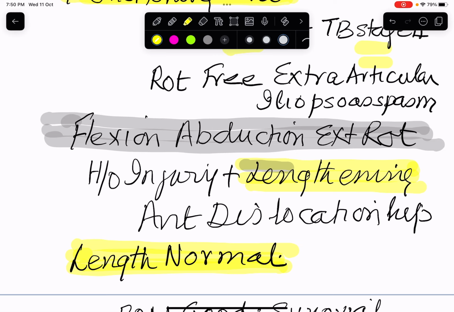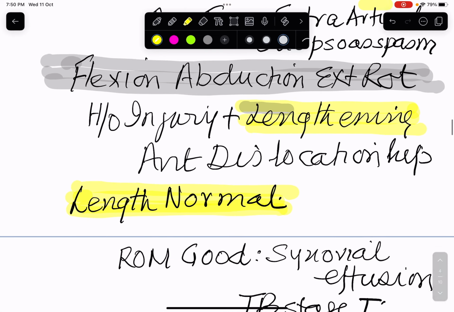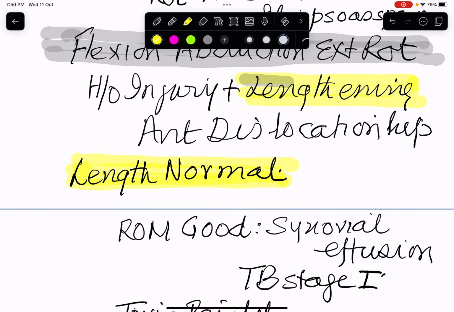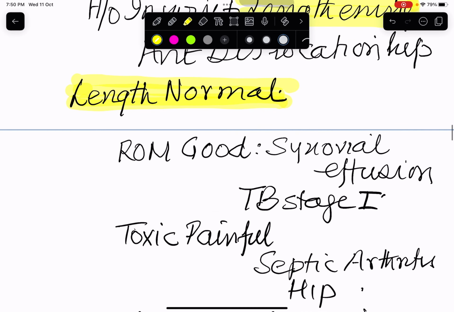Now we go on to flexion, abduction, external rotation deformity. Adduction is finished. If there is history of injury and there is lengthening, it is anterior dislocation of hip. If the length is normal, then if the range of movement is good, it is synovial effusion. And usually the synovial effusion is because of TB stage 1.